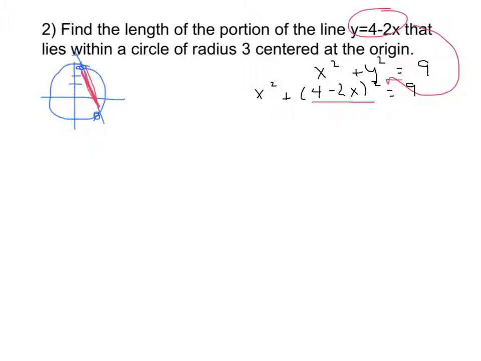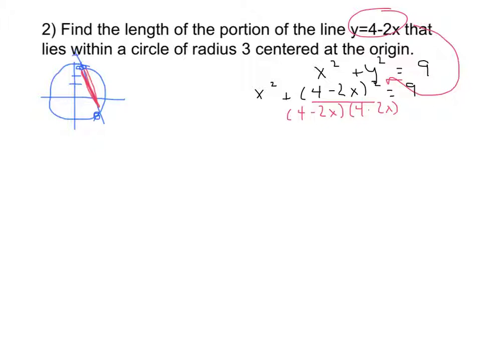The first thing I'm going to have to do is expand that (4 minus 2x) squared. This is usually where people have some trouble. What you need to remember is that (4 minus 2x) squared means (4 minus 2x) times (4 minus 2x). And there's some middle terms that are going to come into play here. Usually if you think of FOIL, that's what we're going to have to do to multiply that all out.